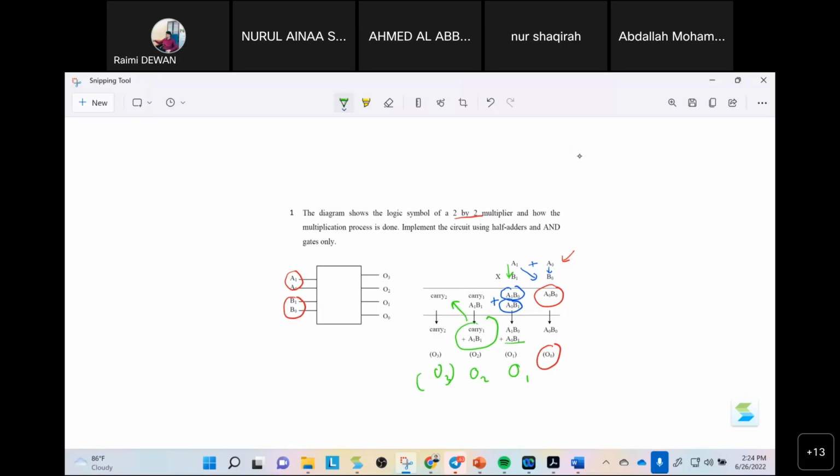Okay, so the circuit they ask you to implement is using half adder and AND gate only. So you cannot use a different gate. You should use only half adder and also AND gate.